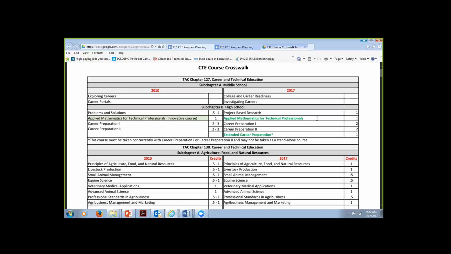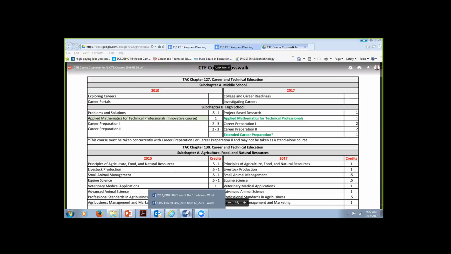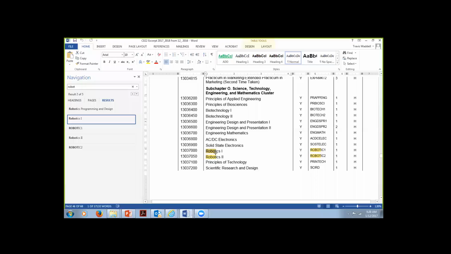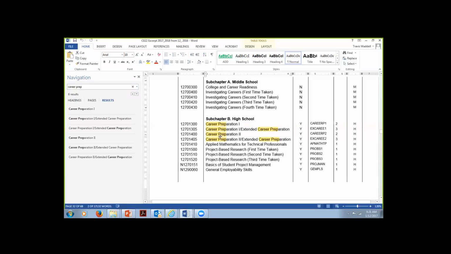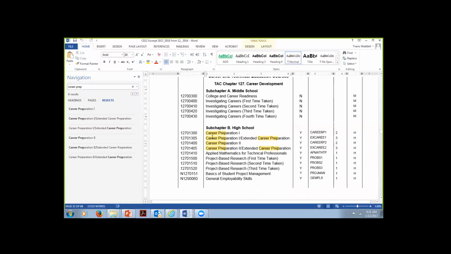And then there have also been some questions about career preparation 1 and 2. While we're on that subject, let's go back over to the CO22, and I'll do a quick talk on that. So for career prep, if we look, here's how it's going to look coming in for next year. Here we go.